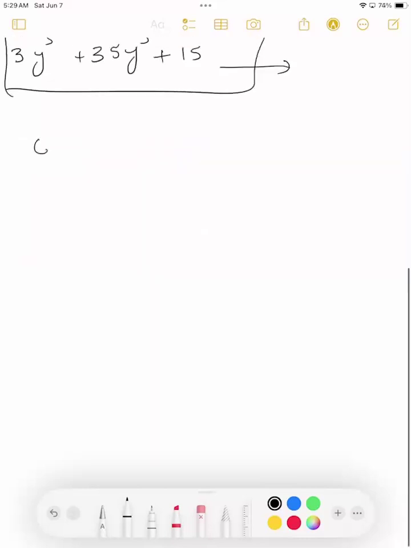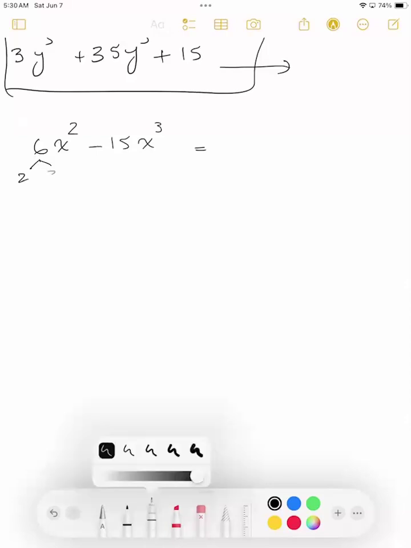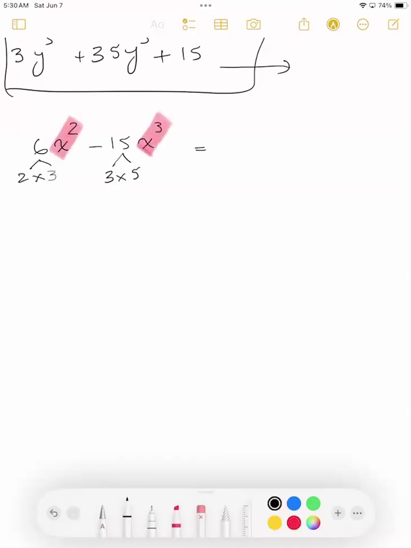The next problem, we have 6x to the power 2 minus 15x cubed, and we want to factor this one. To factor, we know that 6 is made out of 2 and 3, 2 times 3. 15 is made out of 3 and 5. And then you also have to look at the x. You have 2 x's here, and you have 3 x's here. And you look for the greatest common factor.